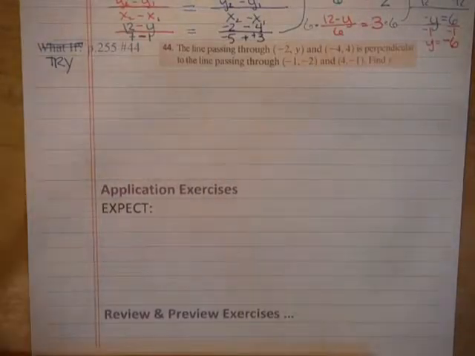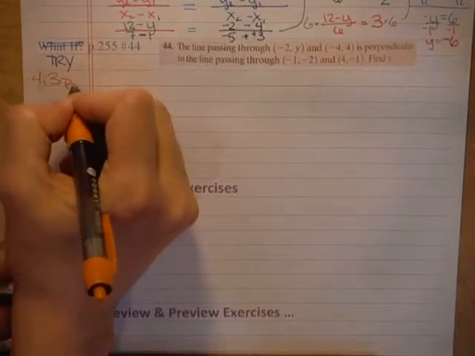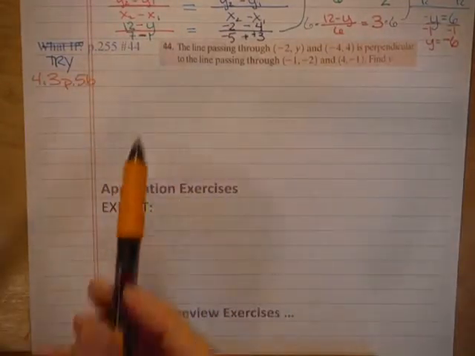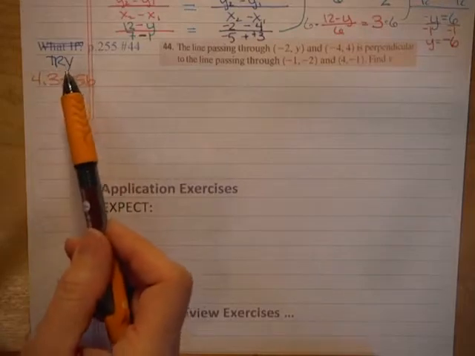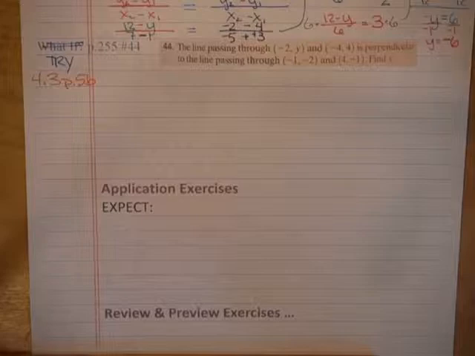Okay, here we are in 4.3. It's our very last video for this. We're in 4.3, page 5b. Originally it had a "what if," but I thought this would be a valuable one to do in class, so I changed it to a try problem for the notes.